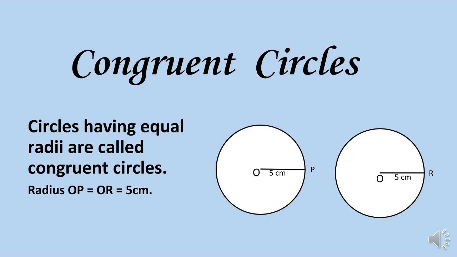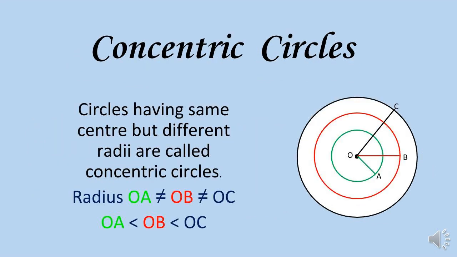What do you mean by congruent circles? If the radii of two circles are equal, then the circles are said to be congruent. So over here we have an example in which we have two circles with radii OP and OR, having a radius of 5 centimeters each. Moving on to the next one, make sure you pause this video and make a note of this.